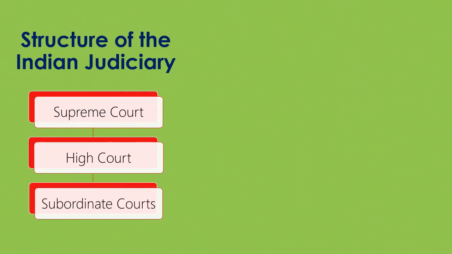We have three parts in the Indian Judiciary, that is first one Supreme Court, next High Court, then Subordinate Courts. Okay, let's see the structure of the Indian Judiciary. The judiciary in India is independent of the legislative and executive control. It interprets and safeguards the constitution. It also protects the fundamental rights of the citizen and settles disputes.